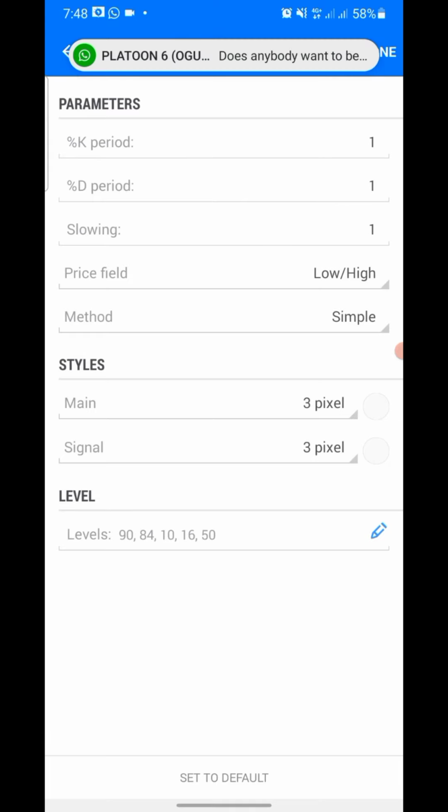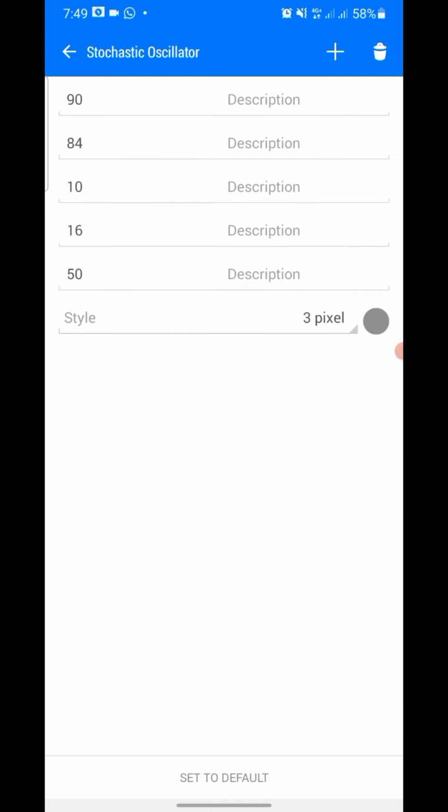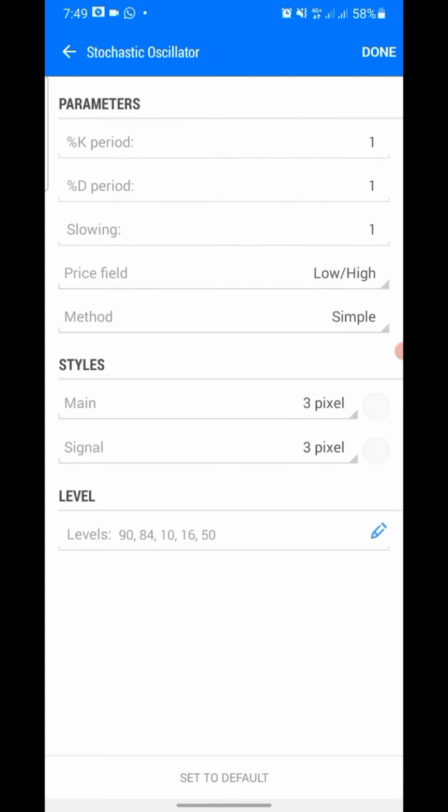The reason is because my MT5 background chart is white. So if yours is white, you also use white color. But if yours is black, you have to use black color. And these are the different levels for the stochastic oscillator. We have 90, 84, 10, 16, and 50. So you might actually want to pause the video and take a screenshot of the settings. So this is for the stochastic oscillator.